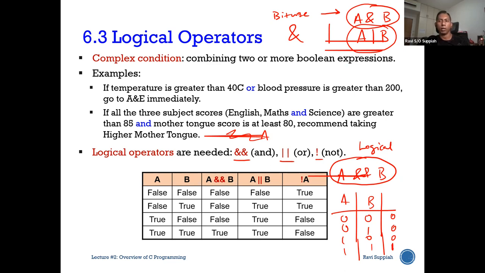We will look at this later on, once we come to the MIPS part of it. This is basically what we call the bitwise operations of two variables. And this is also very important to figure out whether certain bits are set or certain bits are clear inside a variable.